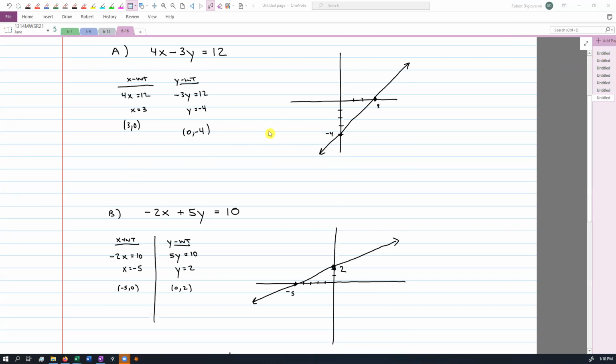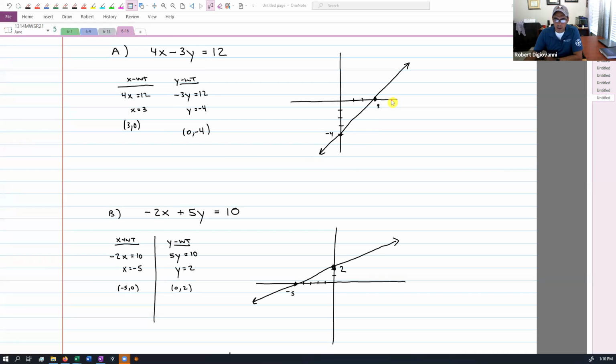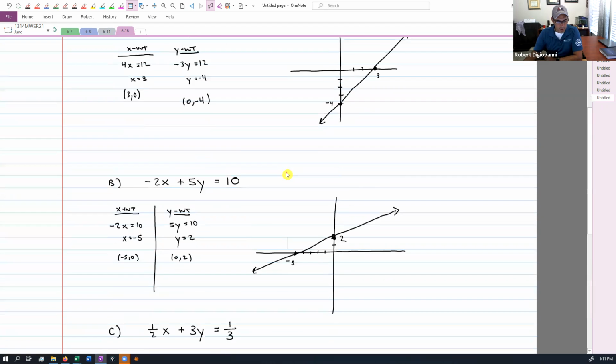Okay, so here's the answer for part A. You get the x-intercept of (3, 0), y-intercept of (0, -4), plot it, draw a straight line. Does anyone have a question on part A? Anyone not get that and need clarification? Okay, part B, same thing. The x-intercept comes out to be a nice number, (-5, 0). The y-intercept turns out to be (0, 2). So there's your graph. And then we'll get to part C.